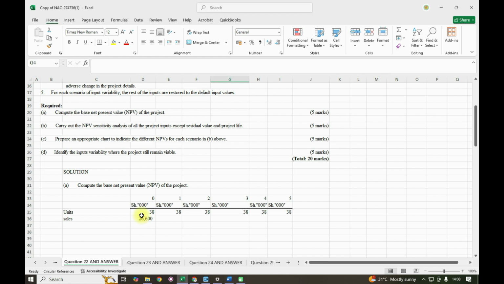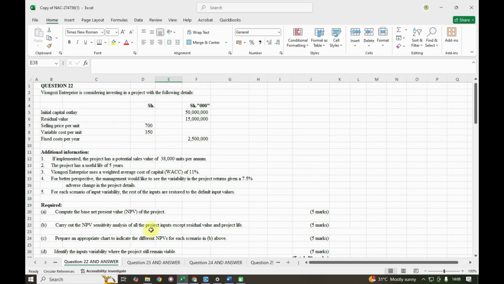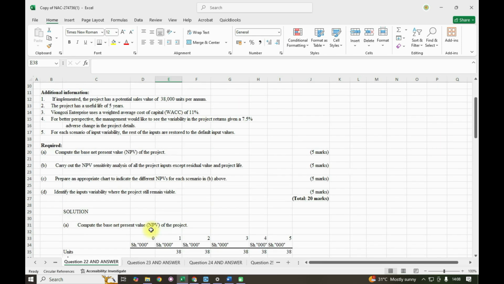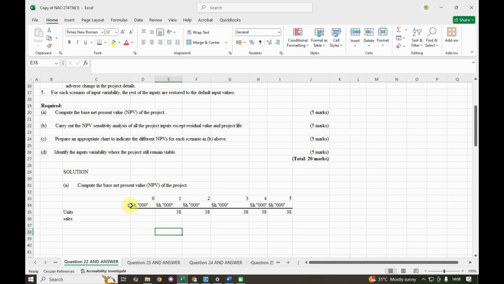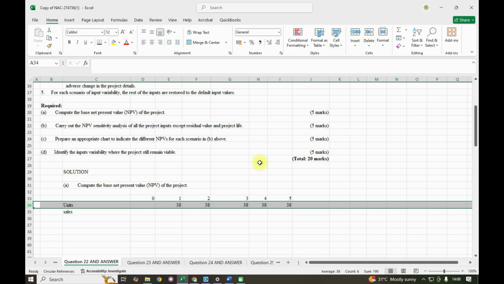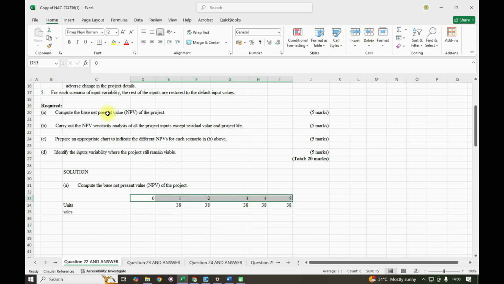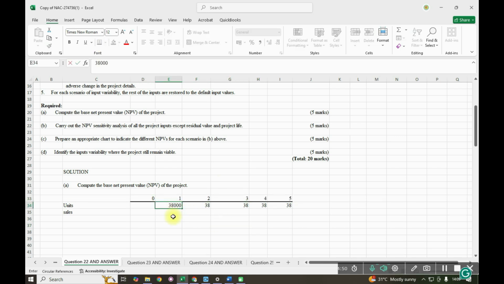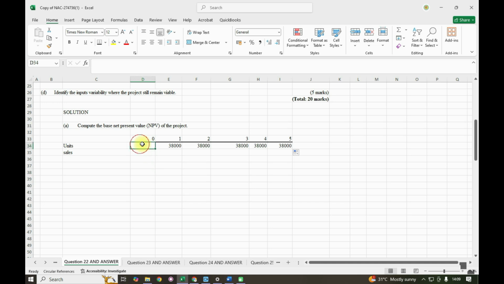So for this one, I will delete this. This is year 0. It's supposed to start from year 1, and remember, our values are already in thousands. So I can decide to use the whole value, so let me eliminate this row so that I use the whole values. So this is 38,000, which will autofill that way.